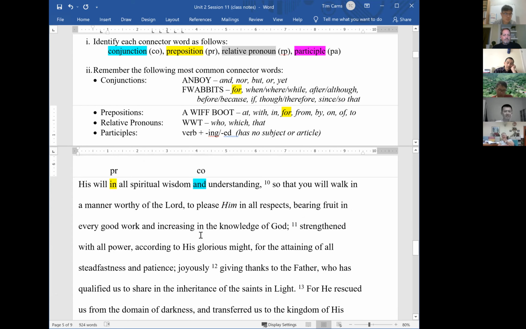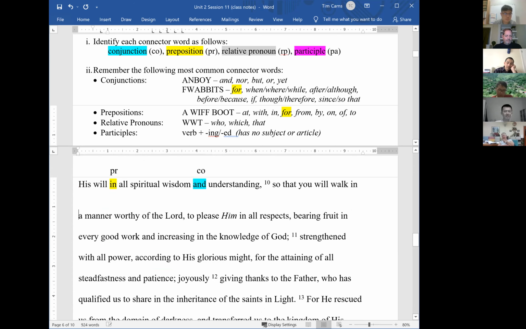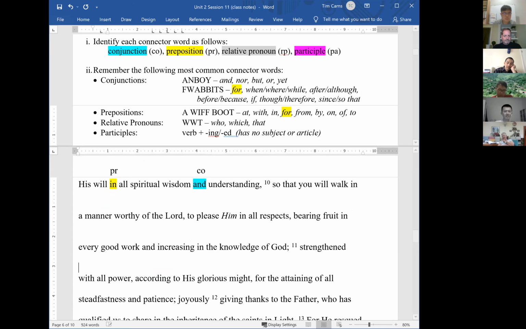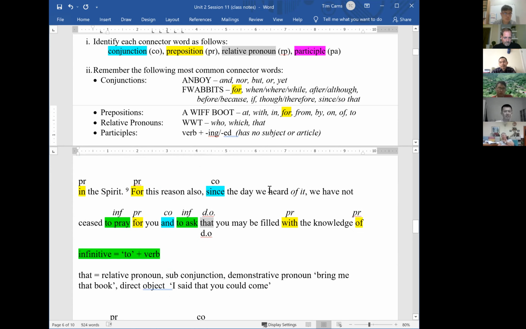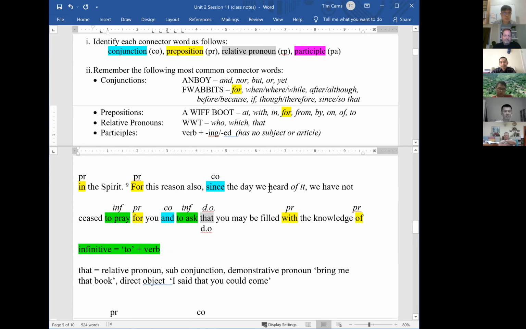Go to verse 10. Pastor Tim, yes. I have a question on verse 9, since the day. About this fragment, since the day, is it since connected to the day, or since we heard?